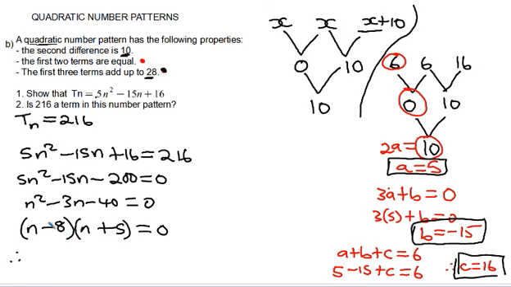Therefore, we are saying from this bracket, your n is equal to 8, or from this bracket, your n is equal to negative 5. But we know that n cannot be negative because it's a position. The position cannot be negative. So we are saying this is not. Therefore, T8 then is equal to 216. This concludes that 216 is a term in this number pattern, and the term is at position number 8. So this is the 8th term in that number pattern.